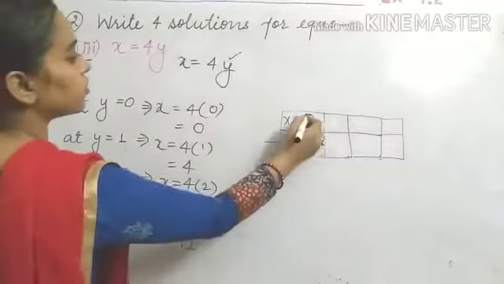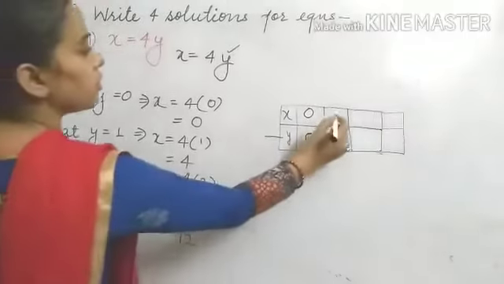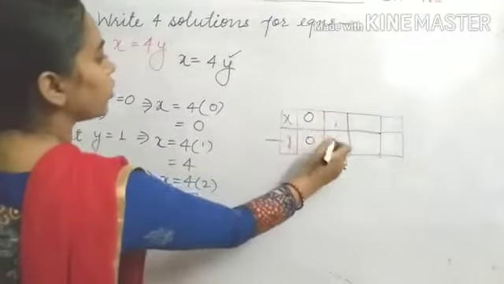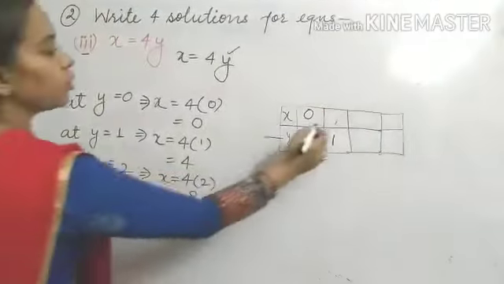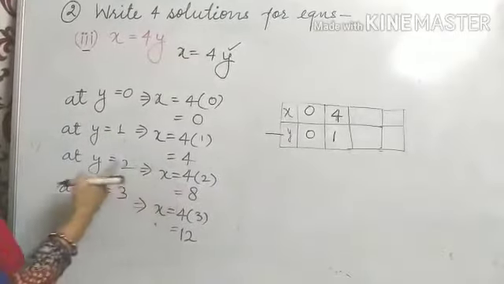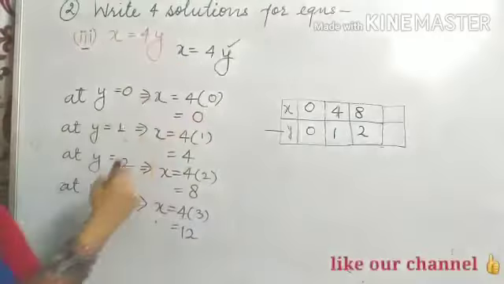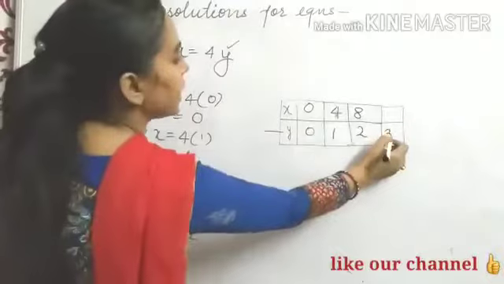Now write down. For x equal to 0, y is 0. For y equal to 1, we are getting x equal to 4. For x equal to 8, we are getting y equal to 2. For y equal to 3, x is 12.